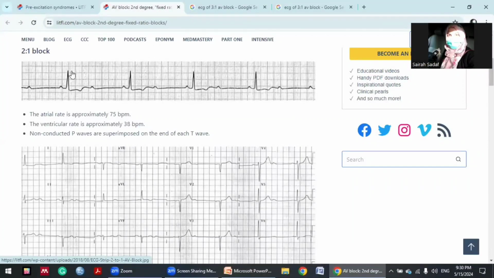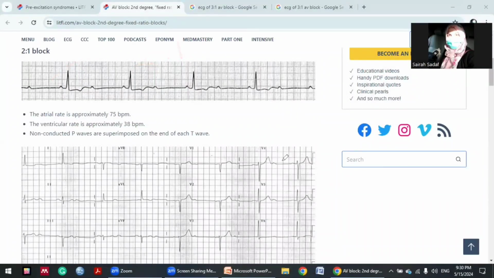Now 2-in-1 means there will be one QRS complex and two P waves. Two P waves and one QRS complex. Can you see? Let me use this pointer. 2 P waves, 1 QRS complex, 2 P waves, and then 1 QRS complex. This is 2-in-1 AV block.